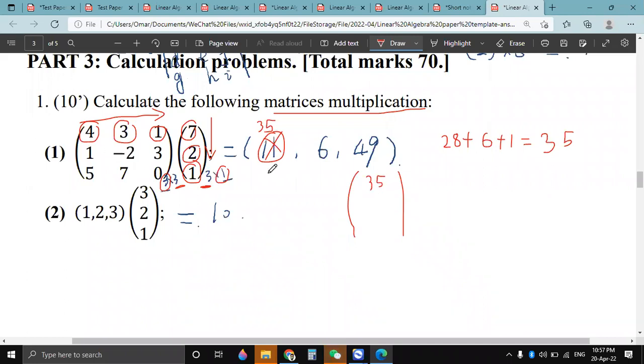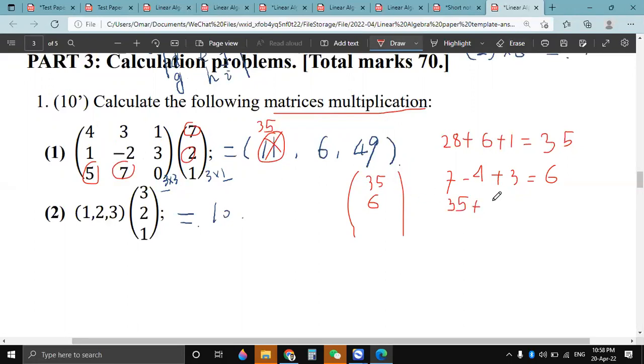and then for the second entry, let's calculate that. So here we have 1 multiply 7, it will be 7, and then -2 multiply 2, that will be -4, and then 3 multiply 1, that will be 3. So 7 minus 4 plus 3, it will be 6. It will be 6 here. And then let's go to the third row. So 5 multiply 7, it will be 35, and then 7 multiply 2, it will be 14, and then 0 multiply 1, it will be 0.